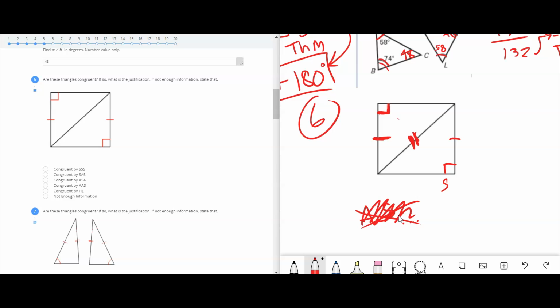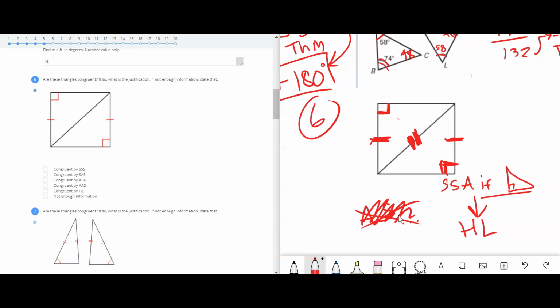And I'll write it backwards, SSA, right? We won't write it the other way around. But that only works if it's a right triangle. Is this a right triangle? Yes, it is. So if it's right, then you call it HL because this is your hypotenuse that's congruent and this is your leg that's congruent.